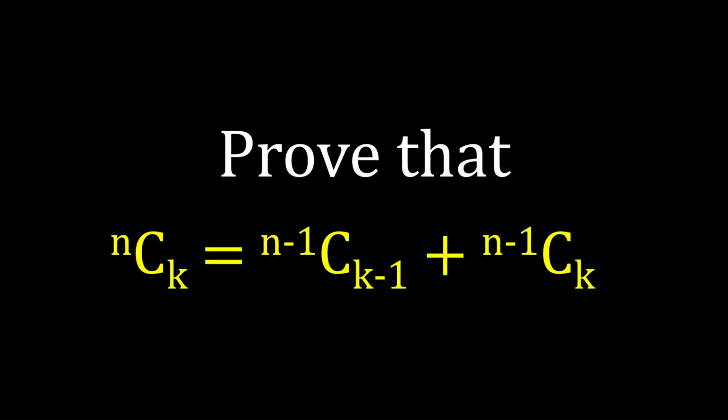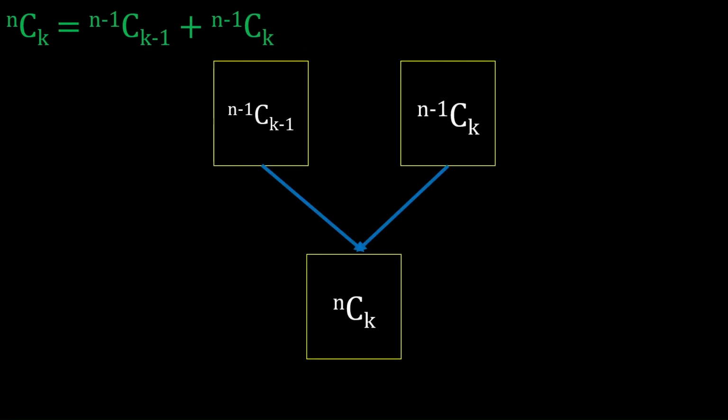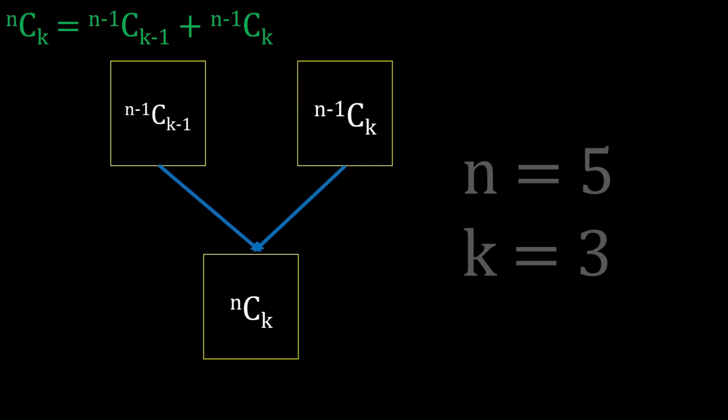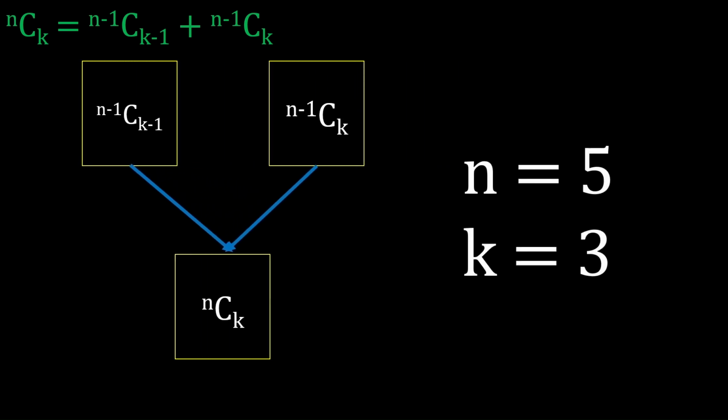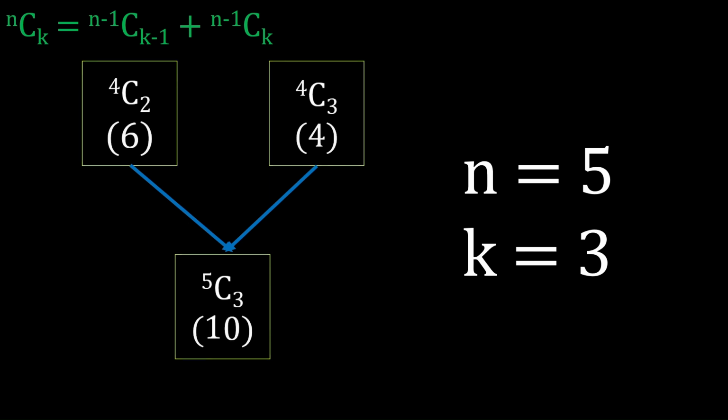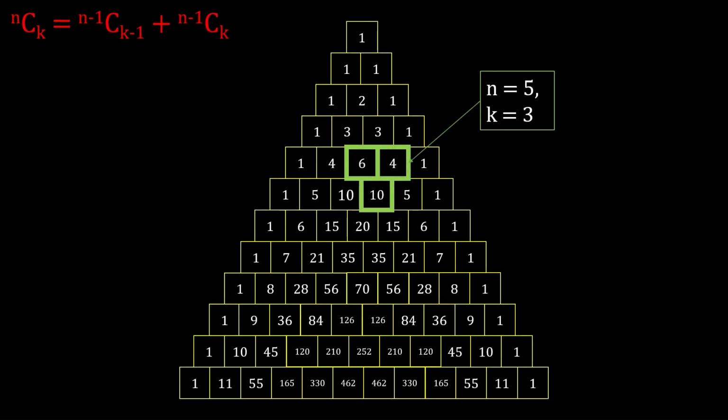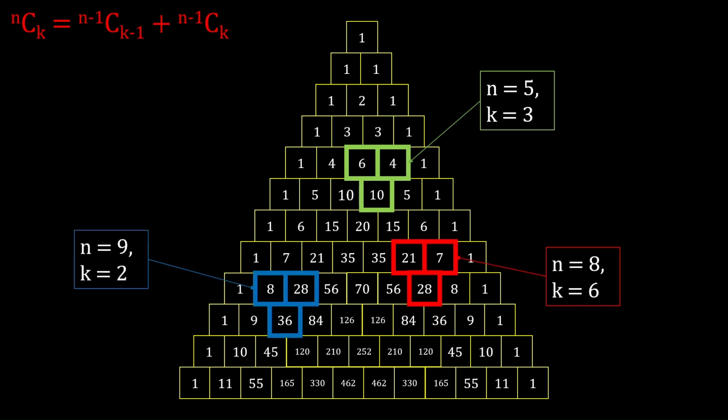All this formula is trying to say is that the element in a row of the Pascal's triangle is the sum of the two numbers above. For example, if we set n equals 5 and k equals 3, then this basically says that 5 choose 3 is equal to 4 choose 2 plus 4 choose 3. We can verify this numerically. Notice how this rule applies here, here, here, and everywhere else on the Pascal's triangle. This is how we know our formulation here is a step in the right direction.